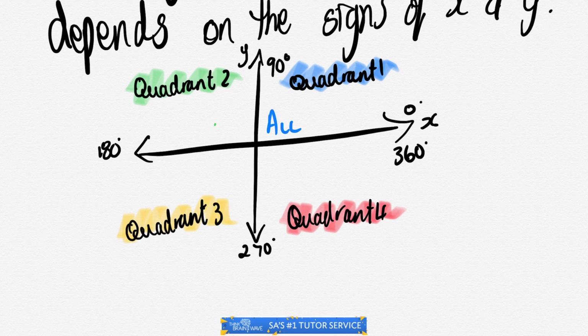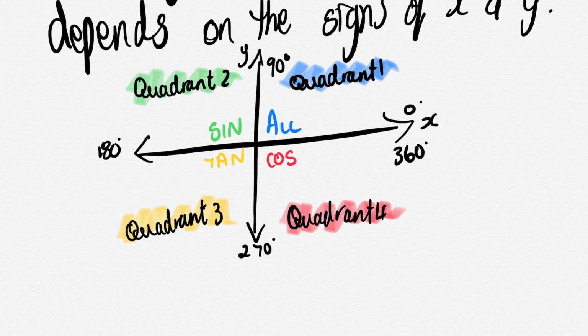With that said, let me explain the C, A, S and T. So we start by saying all are positive in the first quadrant. We say sine is positive in the second quadrant. We say tan is positive in the third, and cos is positive in the fourth. Now if you start from cos, you go then to all, sine and tan, you spell out the word CAST.